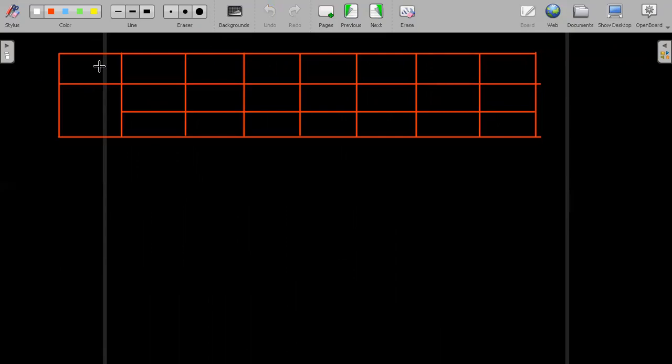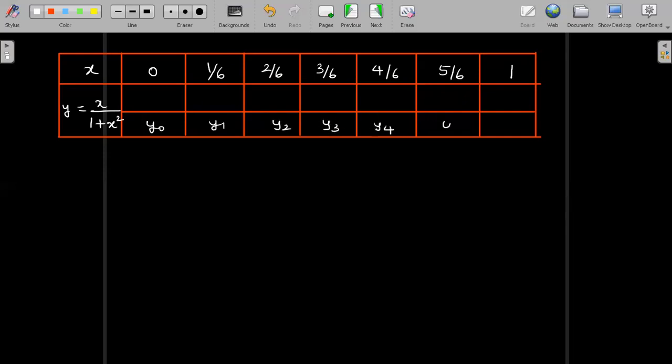So first we will write down x and then y. y is given by x divided by 1 plus x square. So x values are 0, 1 by 6, 2 by 6, 3 by 6, 4 by 6, 5 by 6 and 6 by 6, which is 1. And the respective values of y will be denoted by y0, y1, y2, y3, y4, y5 and y6. Values of y up to 4 decimal places, I am rounding off and writing down the values here.